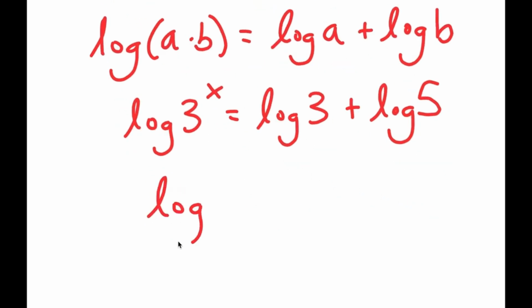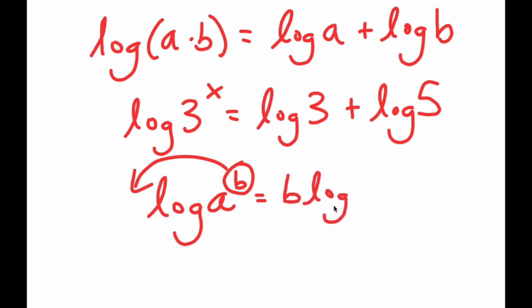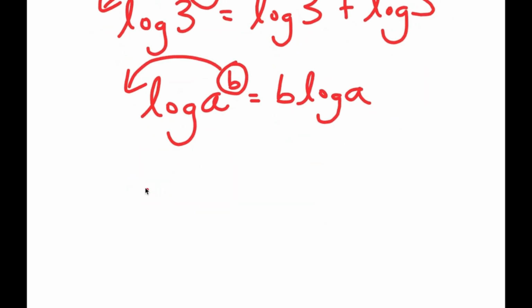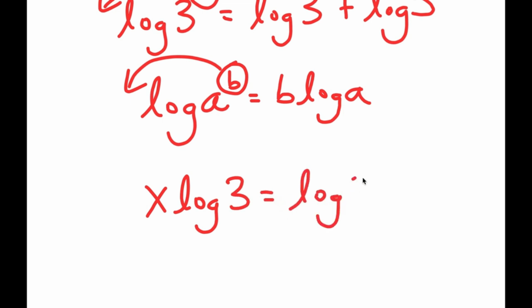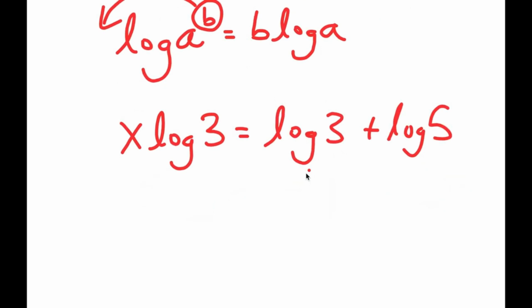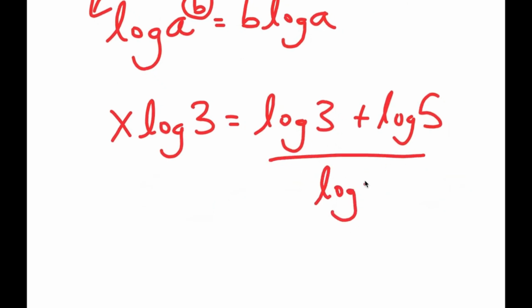And if I have something in the form log a to the power of b, I can move b to the front, so I get b times log a. So log 3 to the power of x, I can move this to the front, and I get x times log 3 is equal to log 3 plus log 5. So now from here, I'm going to divide both sides by log 3.